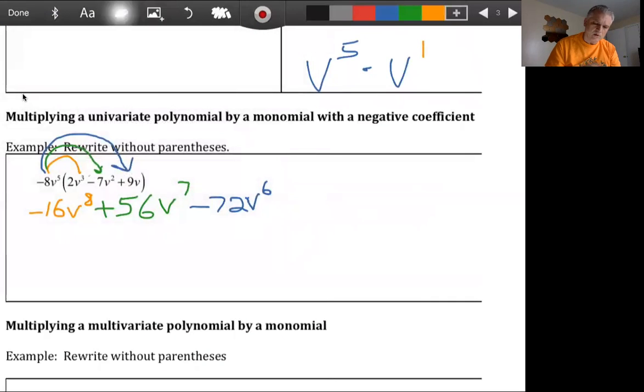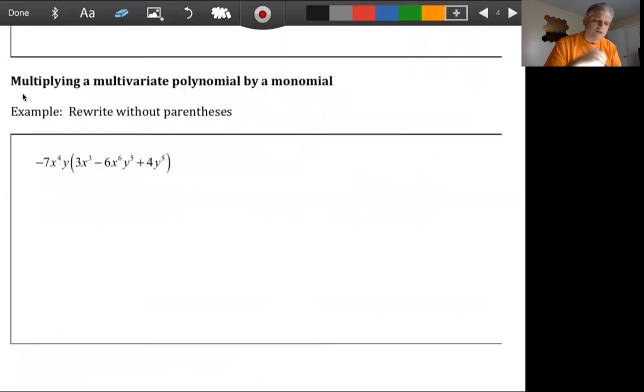Okay. So that is our second topic. Again, all we're doing is a distributive property. We're just making sure that we take what we did last time with multiplying like bases and adding their exponents. Okay, so let's go to our next topic down here at the bottom of the page.